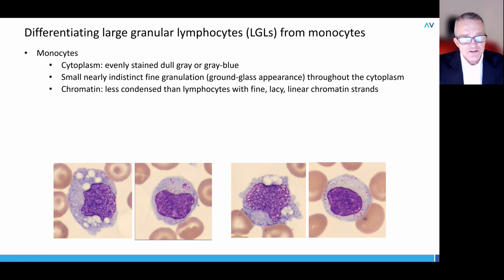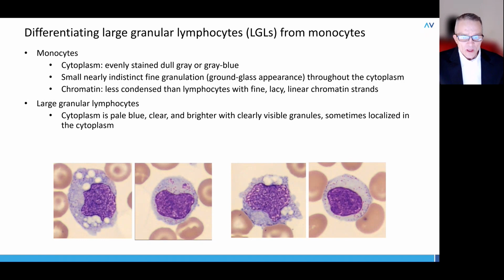Now, the chromatin in monocytes is very important because it should be very different than a lymphocyte. It's less condensed, and in a very good monocyte, you actually see the chromatin strands. They're fine and delicate and lacy, and they appear like linear strands. Now, these are monocytes, and I can see the chromatin strands in here in a linear fashion. I don't know if you can see that too, but this is a classic chromatin pattern of a monocyte.